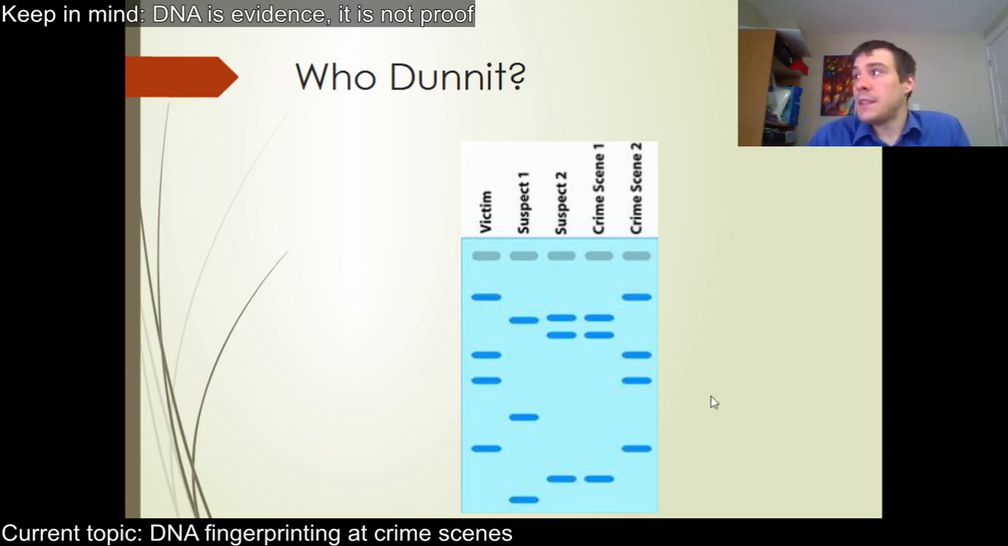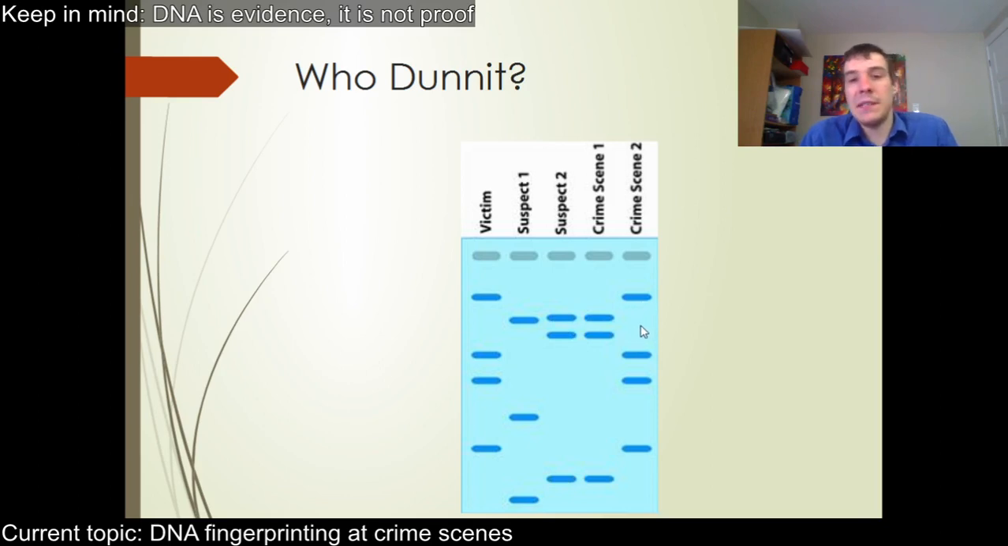So we've got the victim's DNA that we did the gel electrophoresis to. We did the suspect's DNA, suspect 1, suspect 2, and then we've got the stuff that was left at the crime scene. So who did it? And I think it's pretty obvious. Suspect 2 was clearly at the crime scene at crime scene number 1. But it doesn't look like suspect 2 was at crime scene number 2.